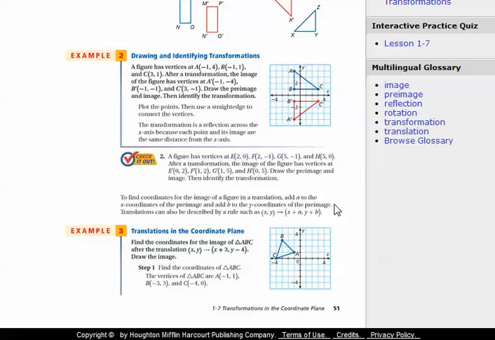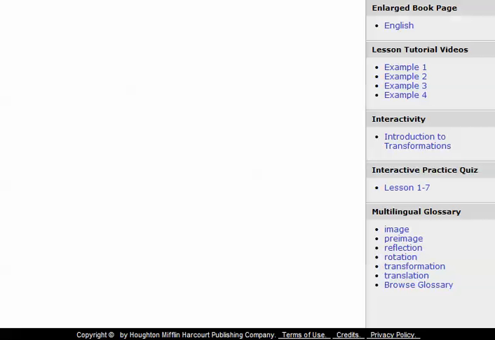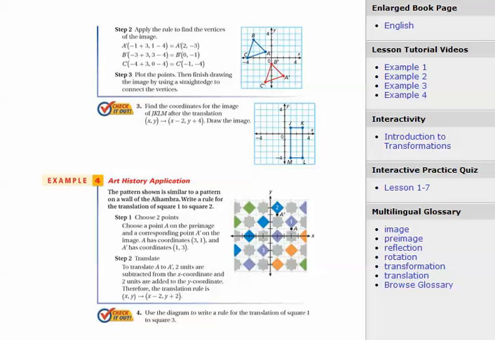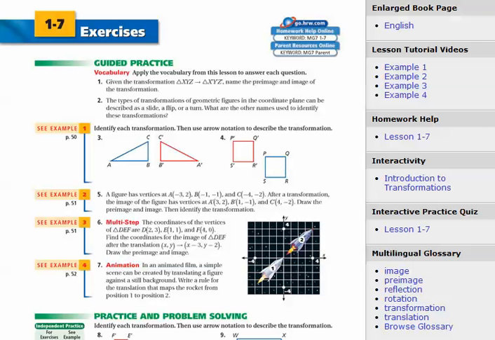You're going to go through a few examples and basically look at transformations, moving geometric figures around. And here's a little art history application that you can follow. We do a little bit more with transformations in algebra as well, but geometry is a good place to start. Here are some problems that you're going to be working on. Again, make sure that you look for that assignment in class.